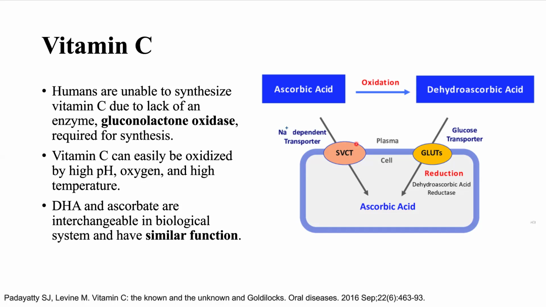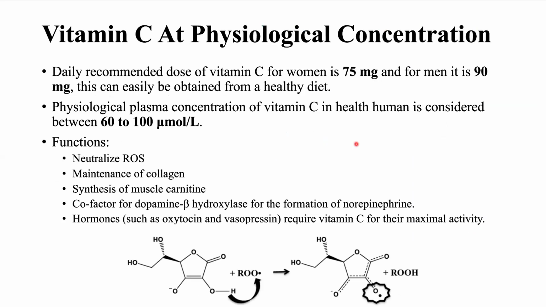For example, ascorbic acid needs SVCT, which is a sodium dependent transporter. It will need this transporter to get into the cells and do its function over there. Whereas the other form, DHA, requires another transporter, the glucose transporter or GLUT transporter. This takes in the DHA and then it is converted into ascorbic acid through an enzyme present inside the cells, and then it can act interchangeably. So this is the introduction.